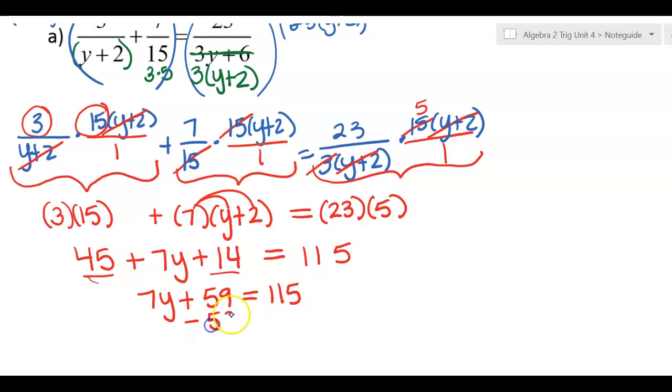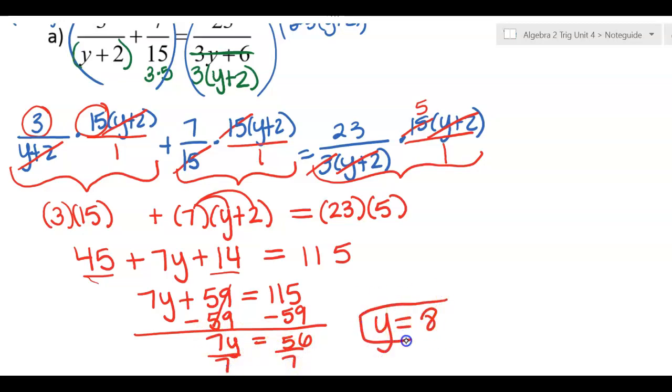I would subtract 59. And that should give me 56 equals 7y, and then if I divide by 7, I'm getting that y is equal to 8.